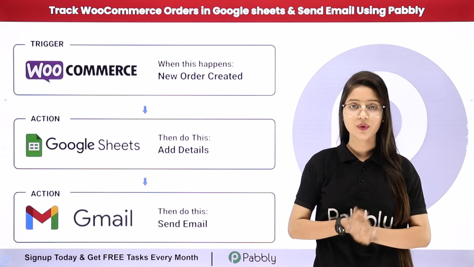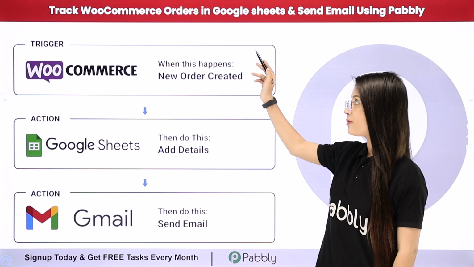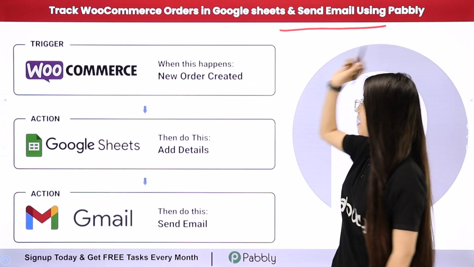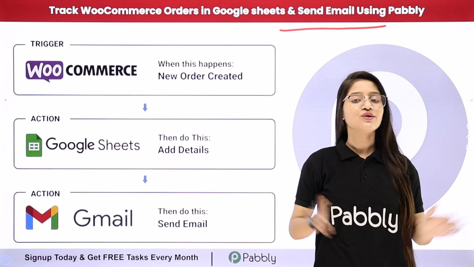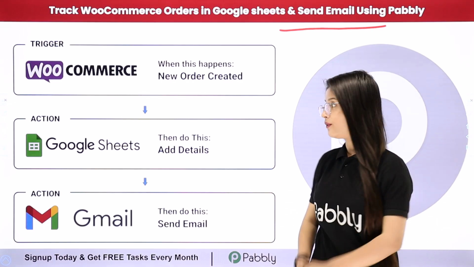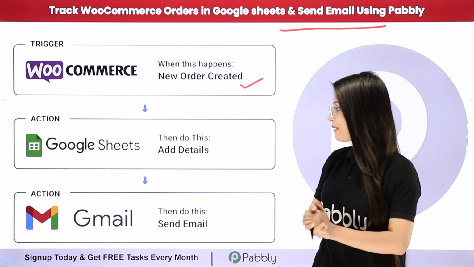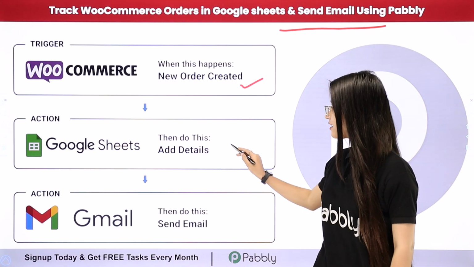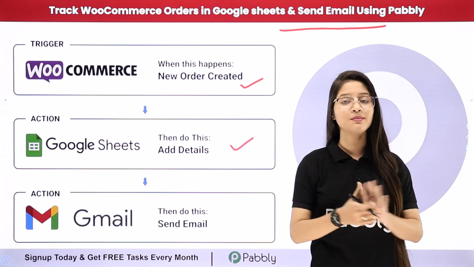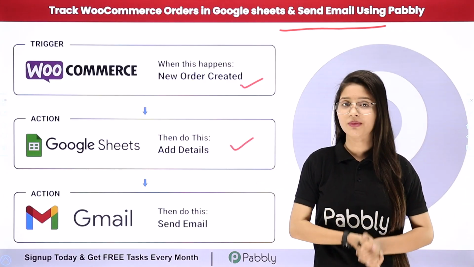In this video, we will learn how to track WooCommerce orders in Google Sheets and send emails using Pabbly. So here my objective is that whenever a new order is created in WooCommerce, then automatically a new record is added in Google Sheet and an instant mail will be sent to the user's Gmail account.